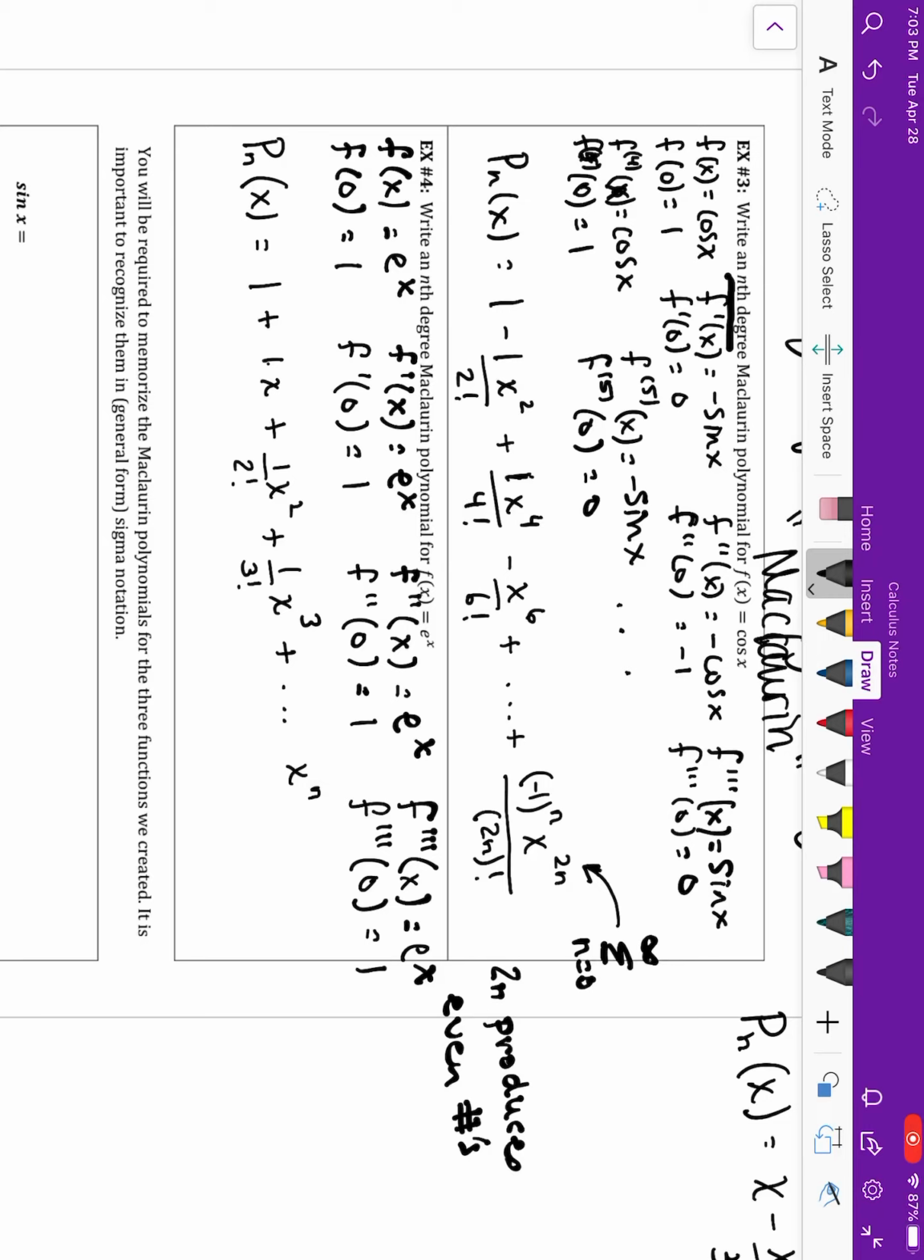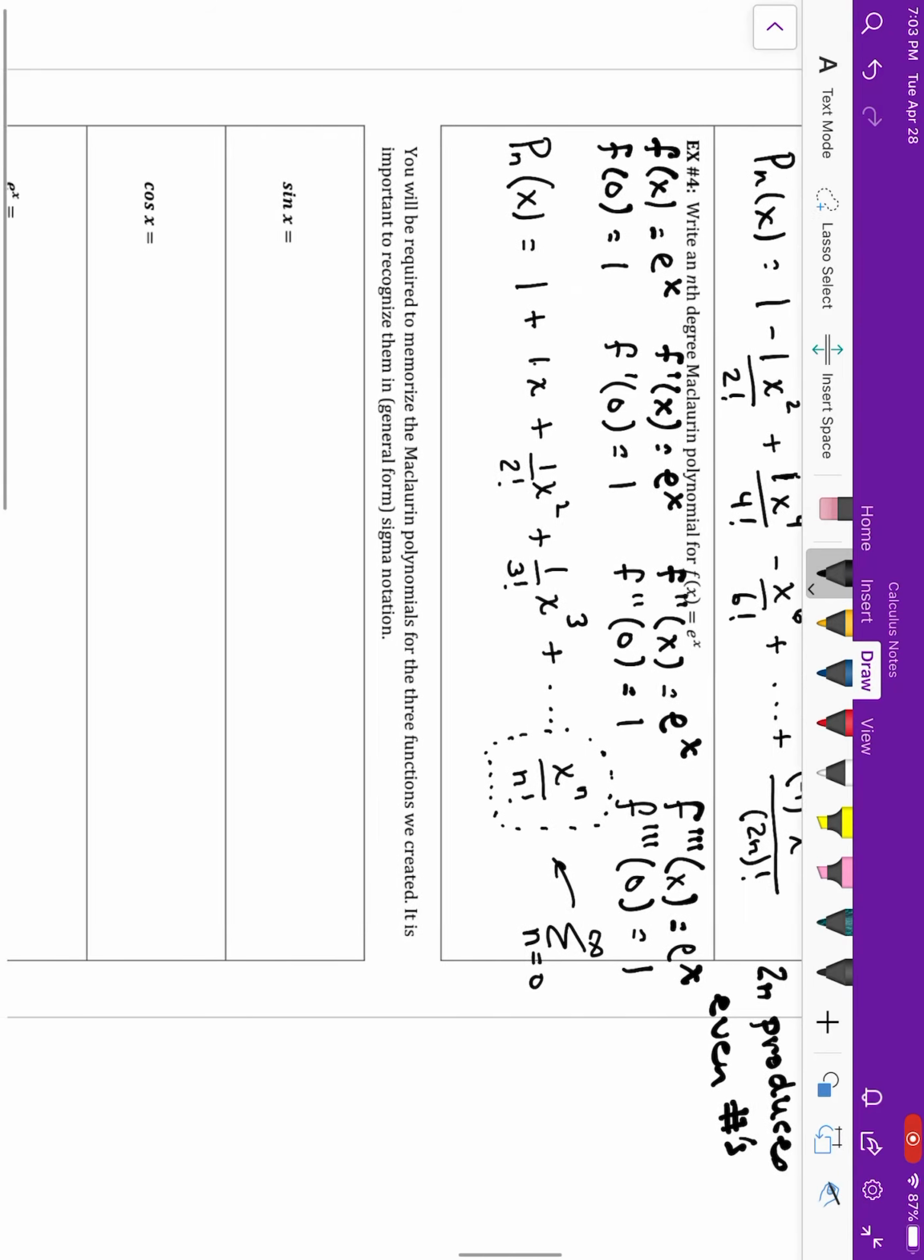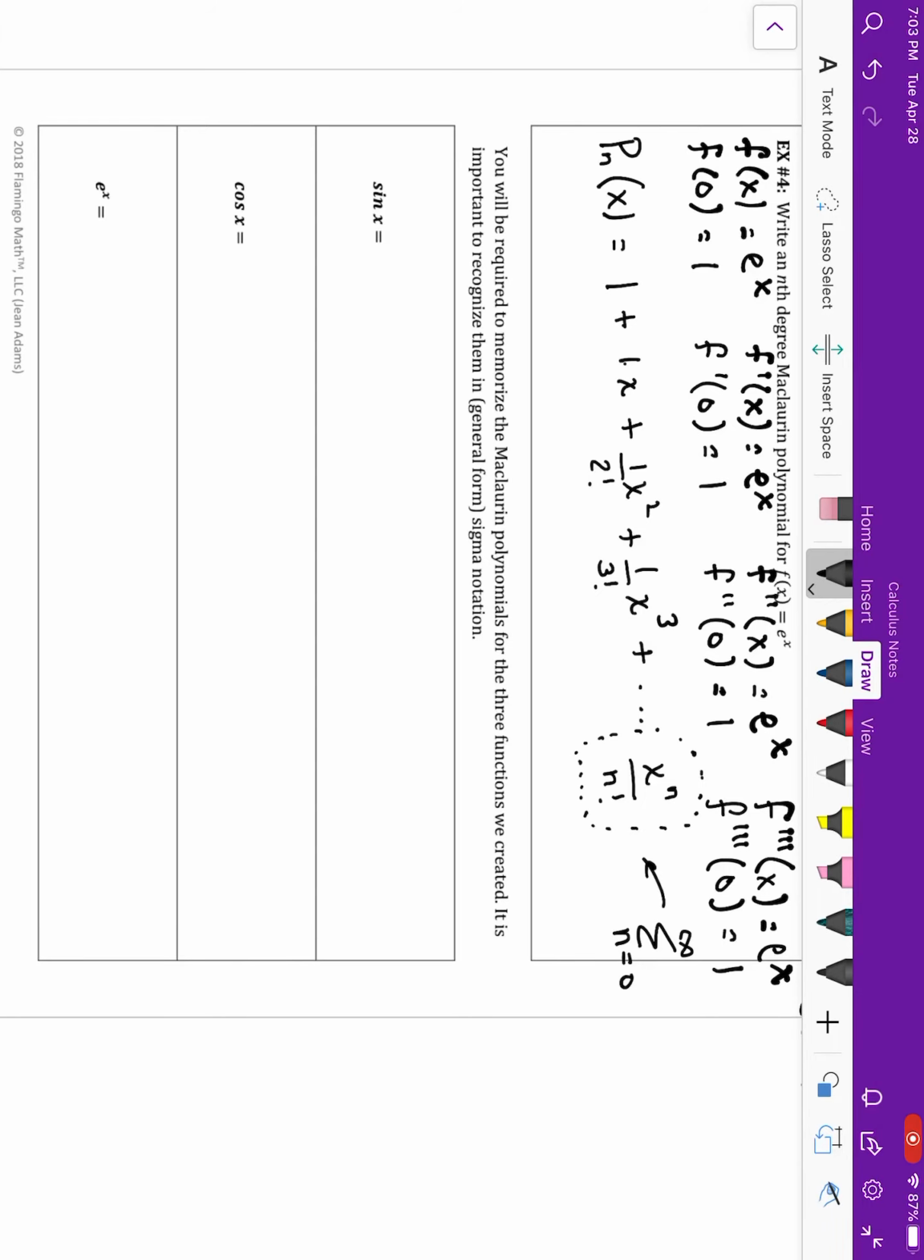And so if I wanted to write the nth term, it's going to be x to the n over n factorial, and that's if the summation n equals 0 to infinity is used. Okay? But this right here is the nth term. This right here is the nth term of your Taylor polynomial.